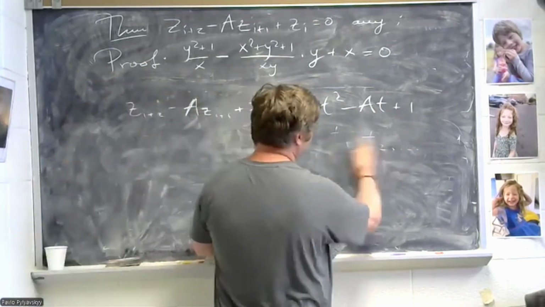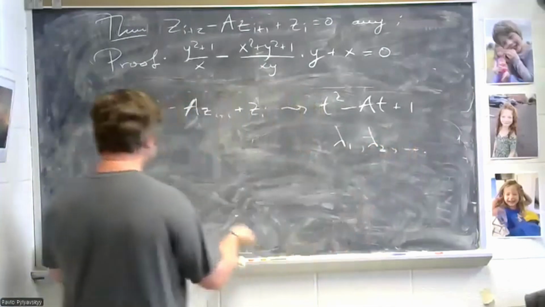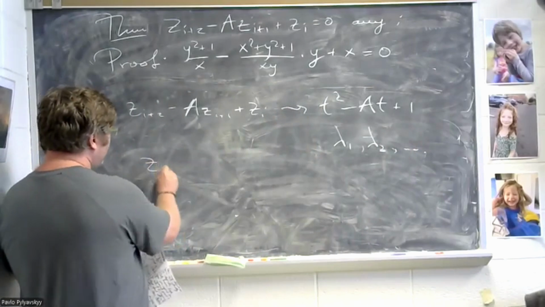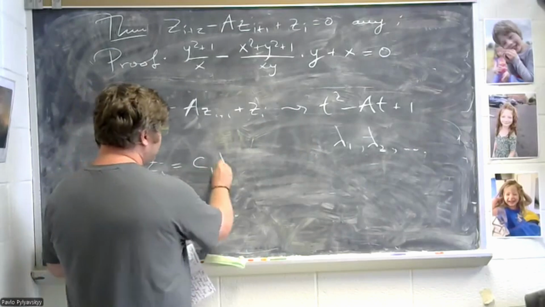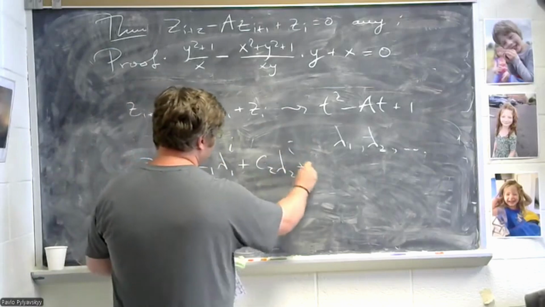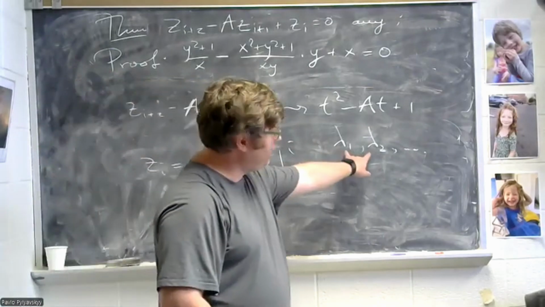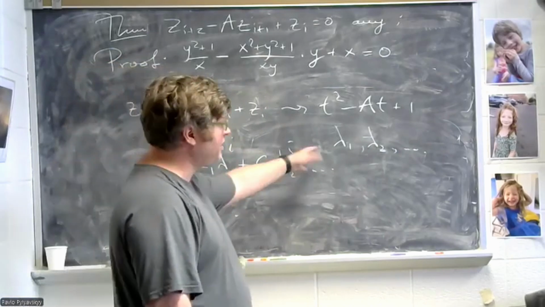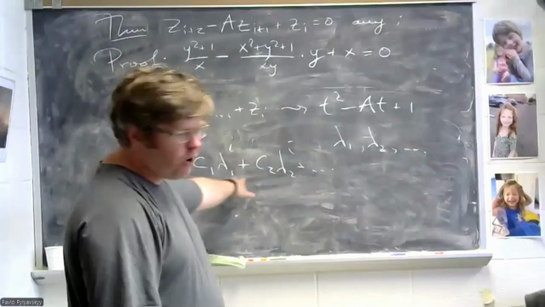Or maybe let's call them lambda 1, lambda 2, etc. And then the solution to this linear recurrence will look like z_i is equal to some coefficient times lambda 1 to the i, plus some coefficient times lambda 2 to the i, etc. It gets a little more tricky if the polynomial has a repeated root, but it doesn't really matter for what I'm going to say, so let's just assume it doesn't have repeated roots. That's how solutions look.